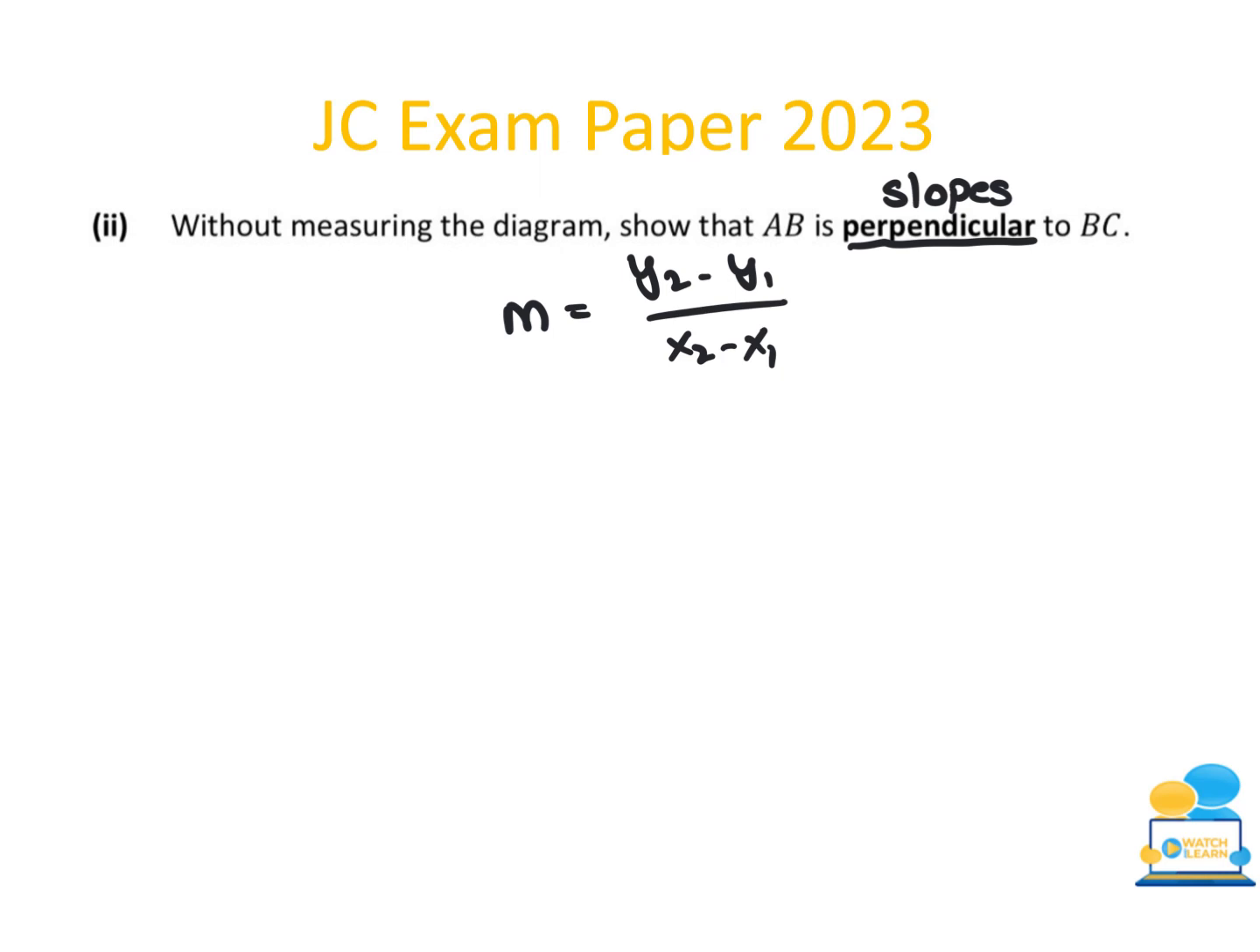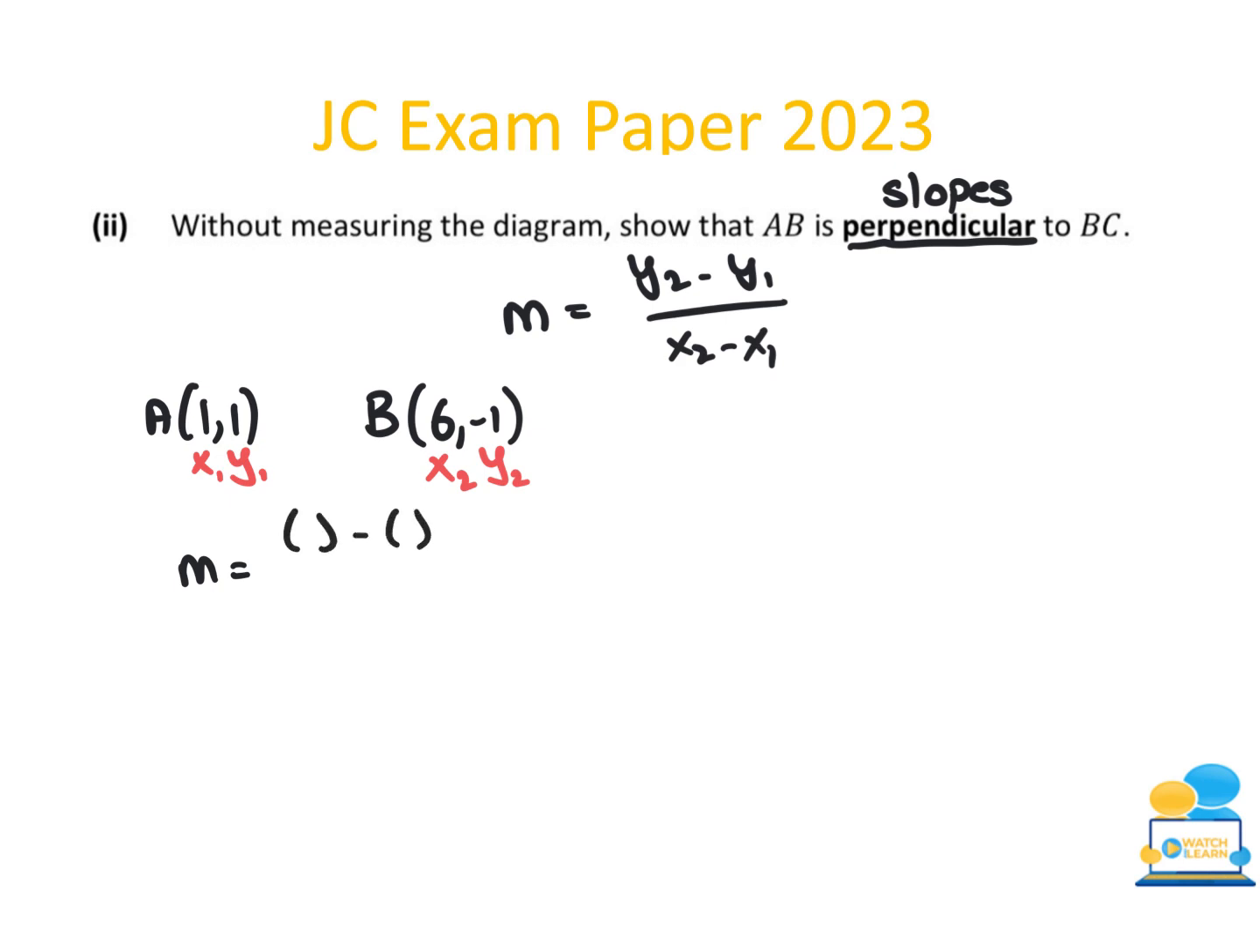Starting off with the line AB, I know my point A is the point 1, 1, and the point B has coordinates 6, minus 1. Just like before, I'm going to label which one is the x coordinate and the y coordinate, and which will be my first point and which will be my second point. Then using empty brackets in my formula, m equals empty bracket for y2 minus empty bracket for y1, all over empty bracket for x2 minus empty bracket for x1.